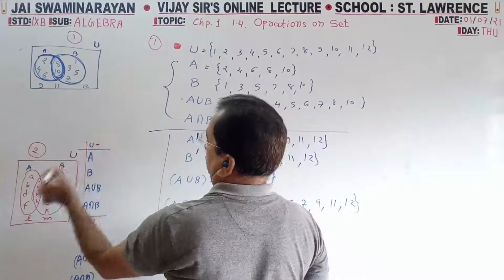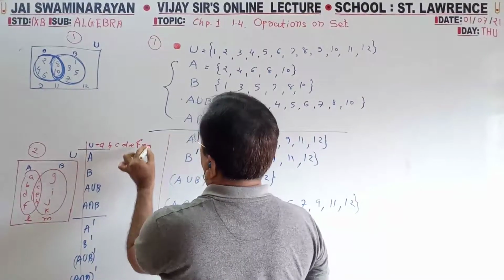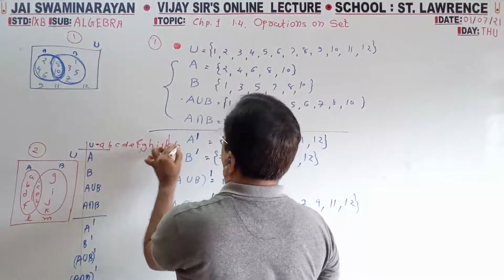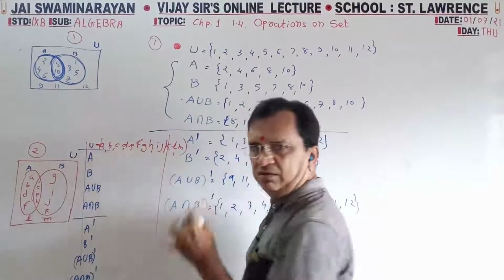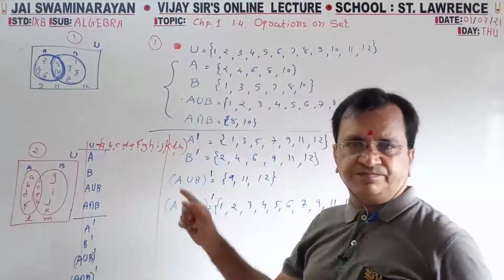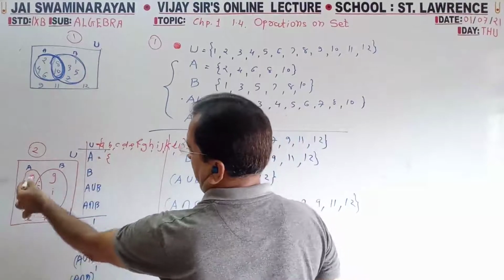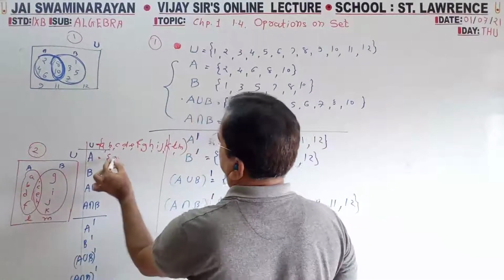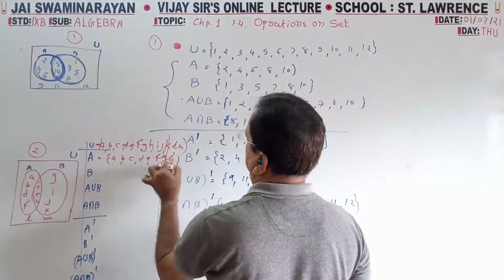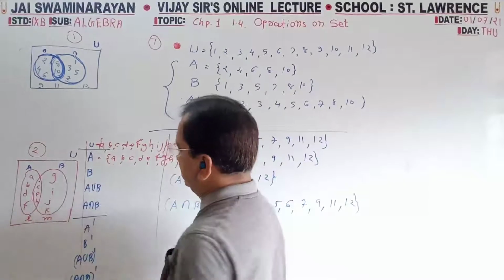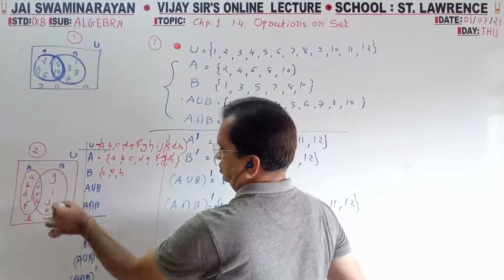First of all, U means all: A, B, C, D, E, F, G, H, I, J, K, L, M, all which are present. Now only A. Only A means A, B, C, D, E, F, G, H. Only B: C, E, H, G, I, J, K.